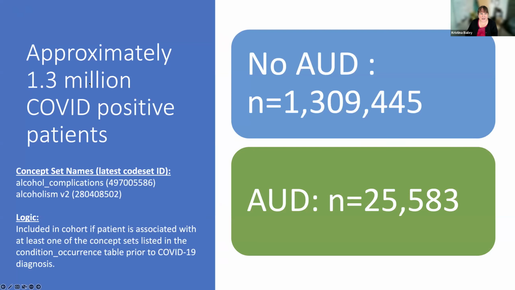So in that cohort, we had approximately 1.3 million COVID positive patients. And those were broken down into 1.3 million with no AUD and 25,000 with alcohol use disorder. And so we defined alcohol use disorder by these concept names, with alcoholism and its concepts and alcohol-related complications. Our logic was included in the cohort if a patient is associated with at least one of the concept sets listed in the condition occurrence table prior to the COVID-19 diagnosis.